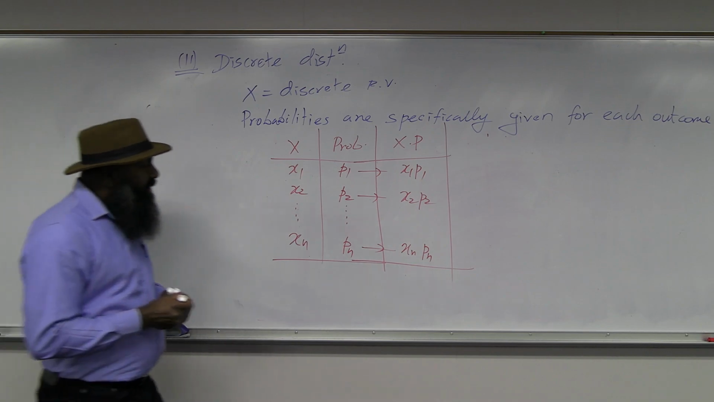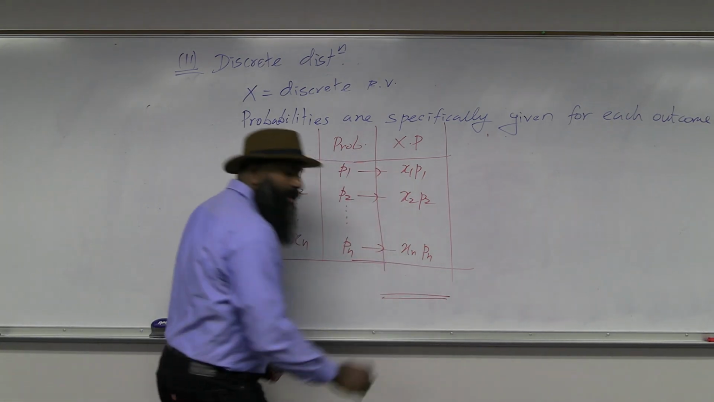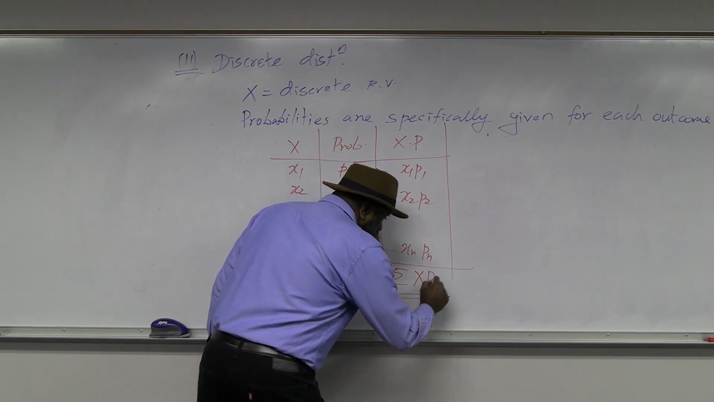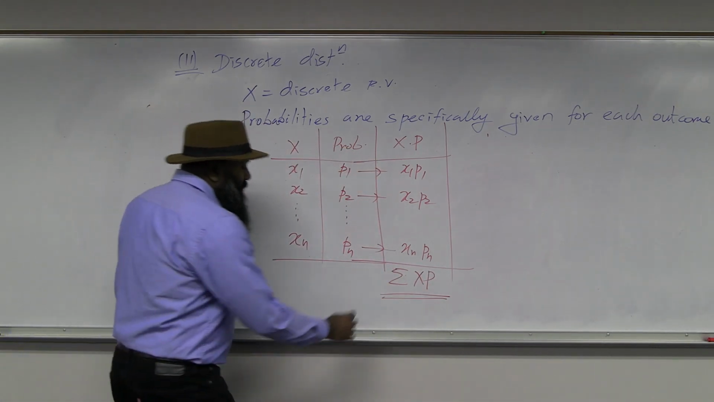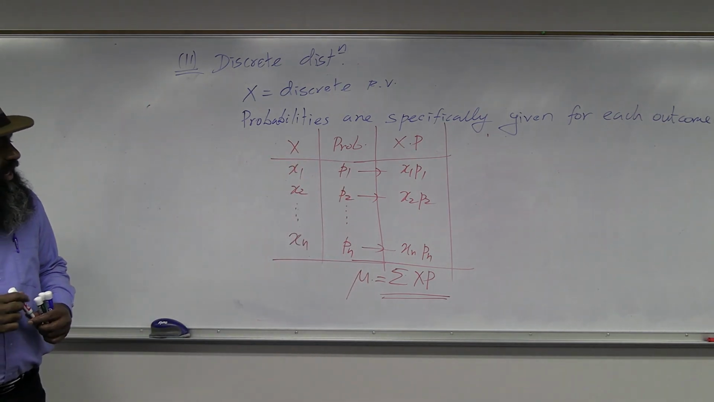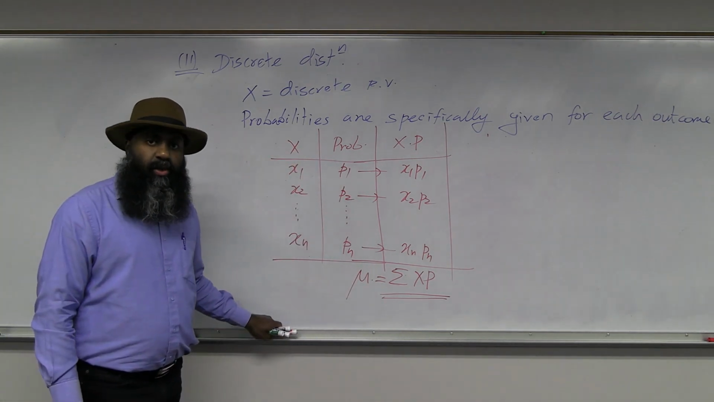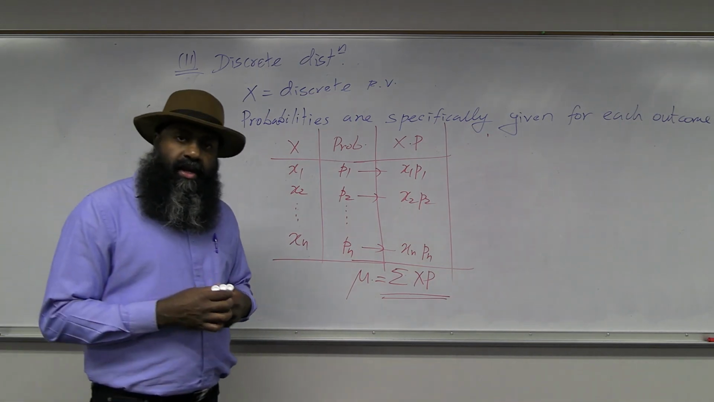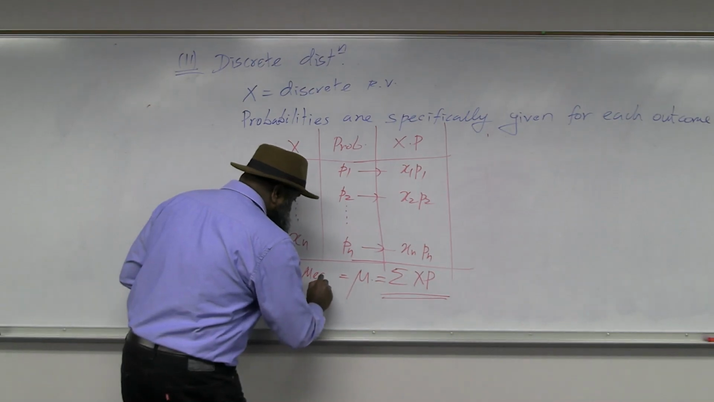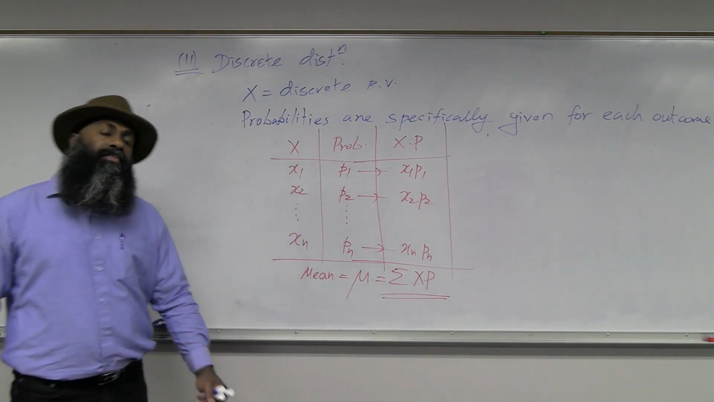Now, if I take the summation of all these, summation of xp, that will be equal to the mean of the distribution. That's how you calculate the mean for this distribution. All right, so we calculated the mean. I can write it as that mean, or you can write a mu here.